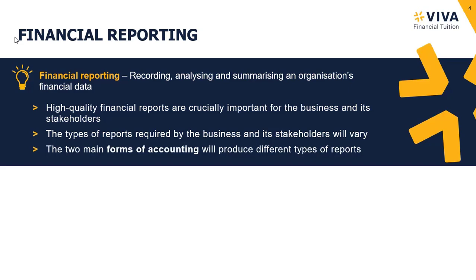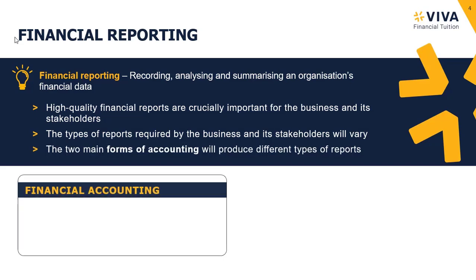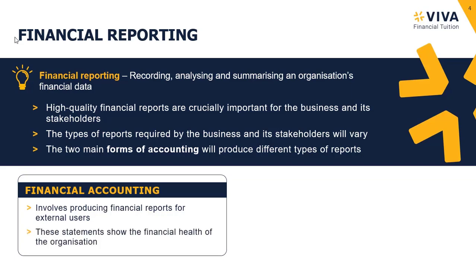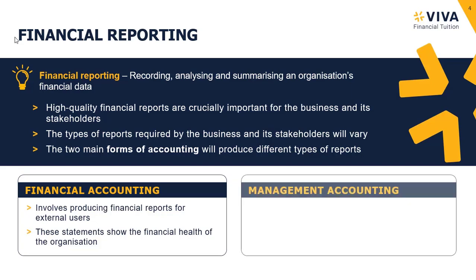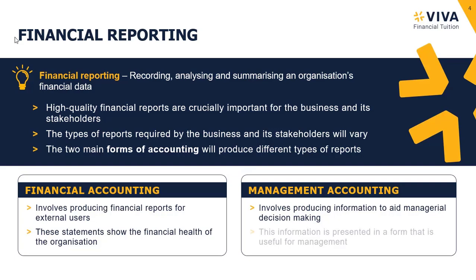There are two main forms of accounting that will produce different types of reports, and they are as follows. It's financial accounting, which is covered in this module, all of these sessions on financial accounting, the financial accounting paper. This involves producing financial reports for external users, and these show the financial health of the organisation. Management accounting involves producing information to aid the managerial decisions that are made in the day-to-day operations. This information is presented in a form that is useful for the management of the company.